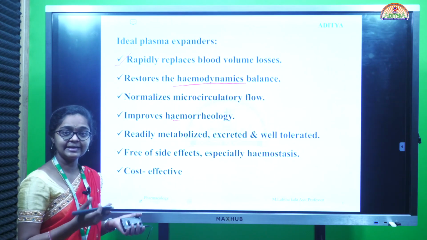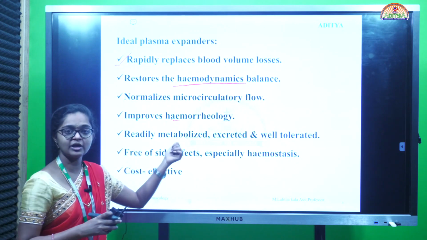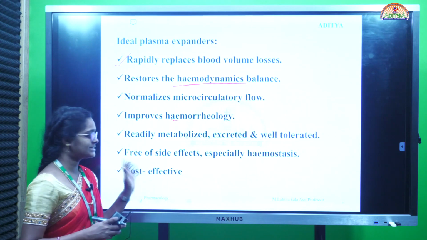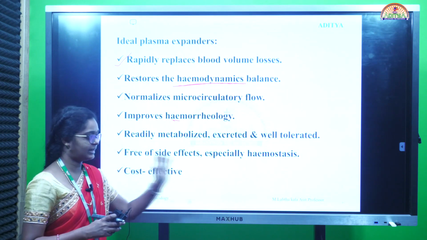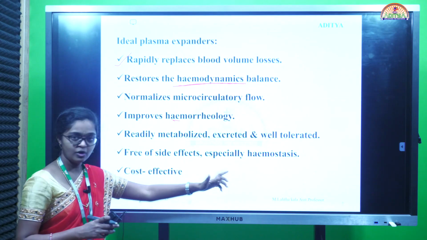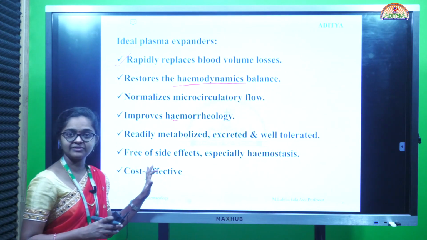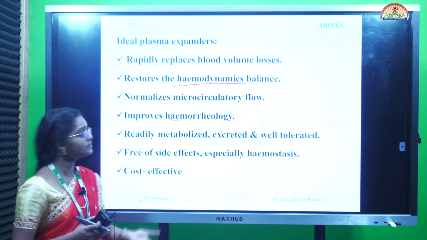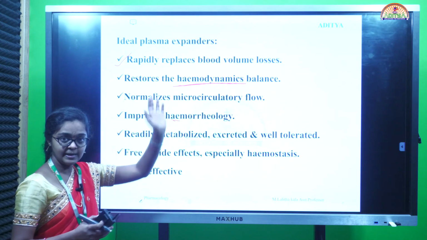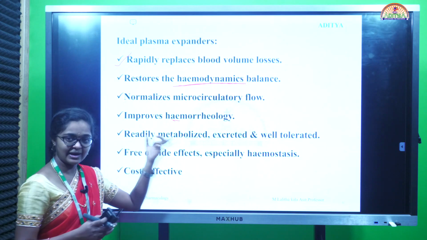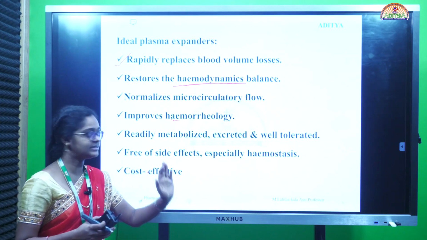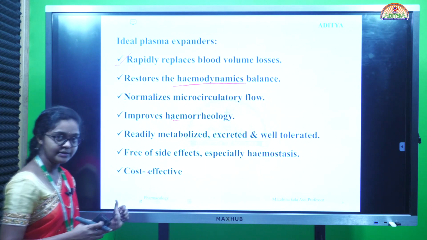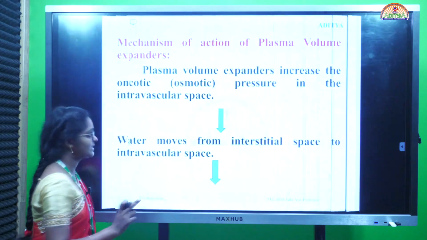Next, ideal properties include being readily metabolized, easily excreted and well tolerated. Next, it is free of side effects, especially on hemostasis. Next, it is cost effective. These plasma volume expanders are very effective in the human body by replacing the fluids. It is cost effective, it is metabolized and excreted easily, and it is well tolerated by the human body. So, it is a widely used plasma expander.